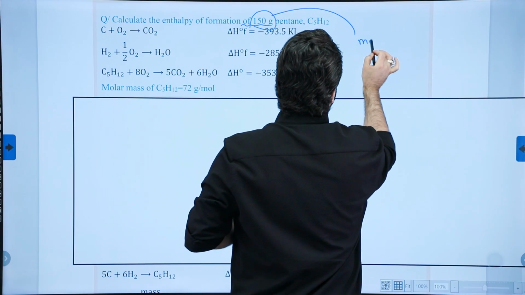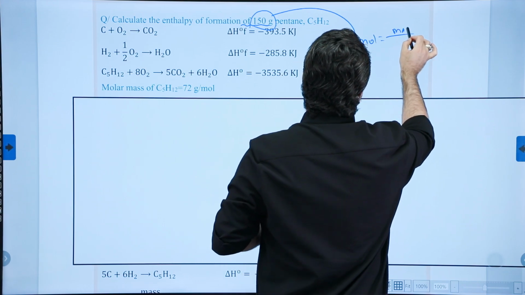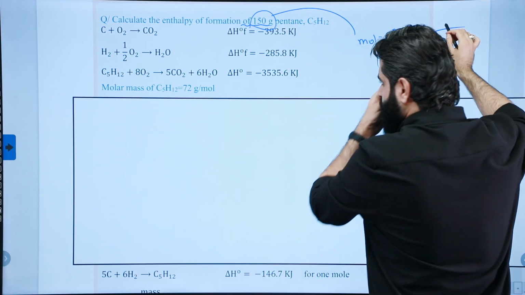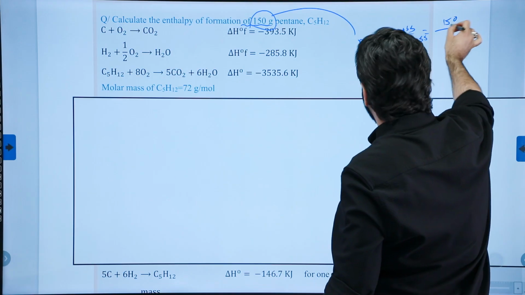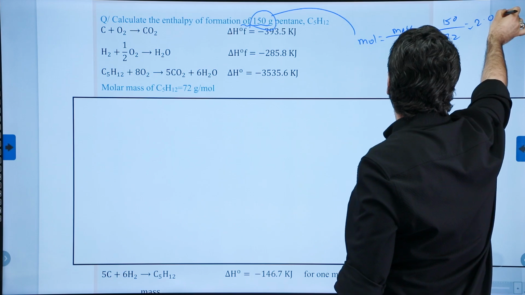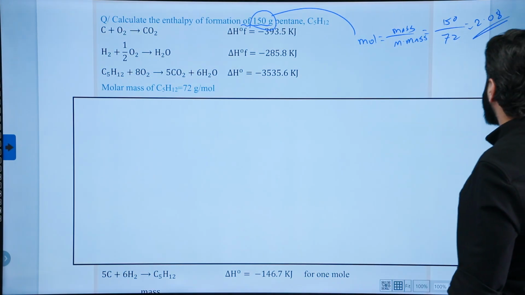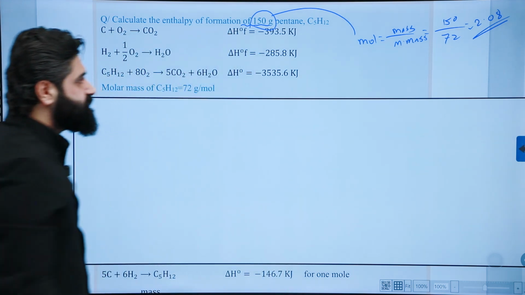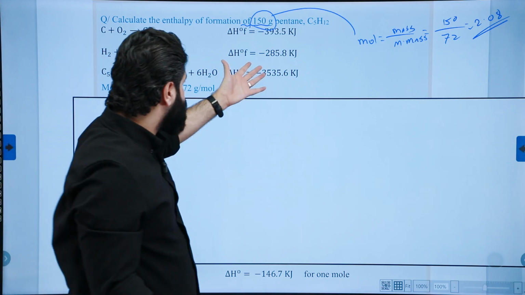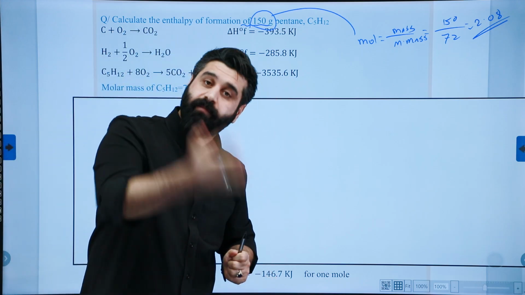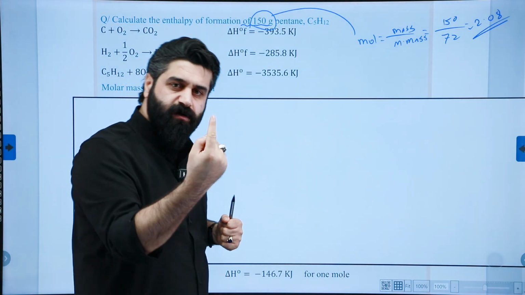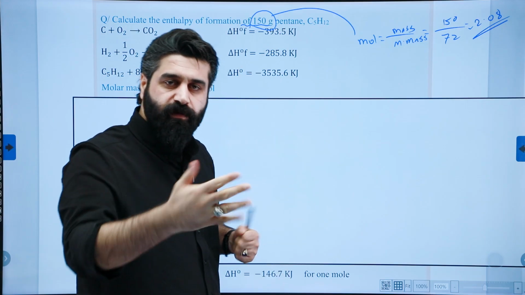Mass over molar mass, okay, and the mass is 150 divided by 72, which equals, I'm not sure, 2.08 moles, right? So this is the number of moles, but what to do with it? Just wait. First let's solve the question for 1 mole, then make the cross product. First let's calculate delta H for 1 mole, then follow the cross product.